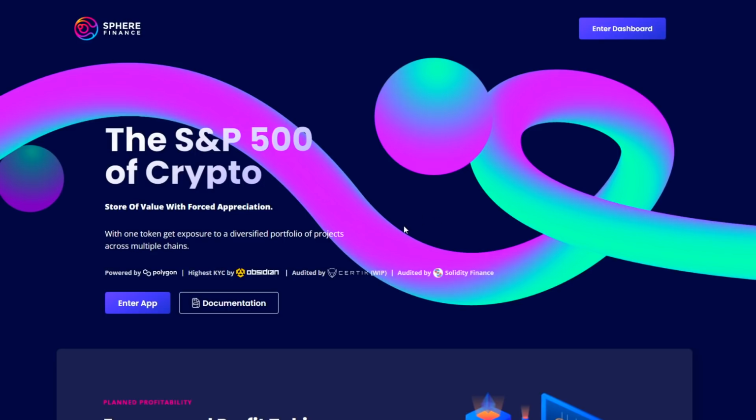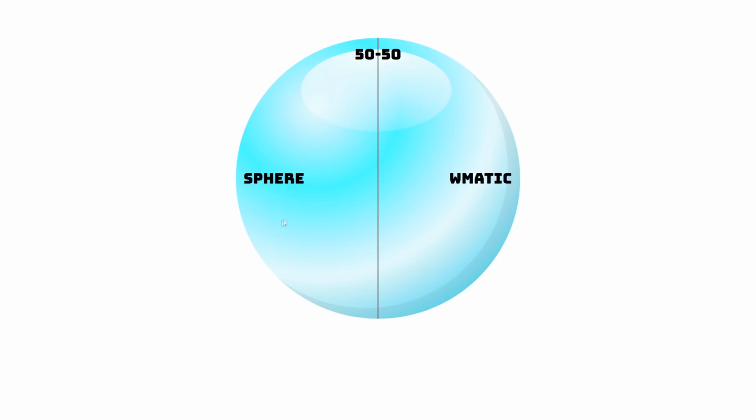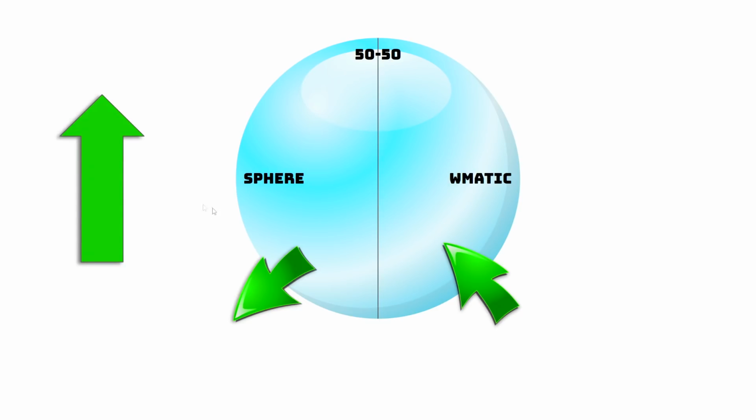Within crypto and DeFi, liquidity comes in the form of a liquidity pool and operates in a unique way. A liquidity pool is always split between tokens and is typically 50-50. For Sphere Finance, the core liquidity pool is 50% Sphere and 50% Wmatic. When users buy Sphere, that Sphere is removed from the liquidity pool and Wmatic is added. Since the price ratio must remain 50-50, there is a forced appreciation of the price of Sphere to compensate, because less Sphere must now equal more Wmatic.